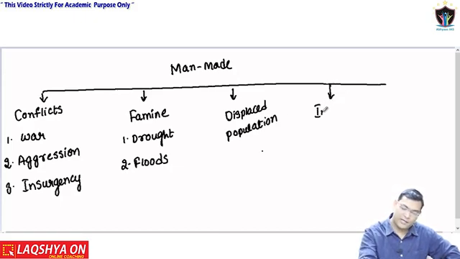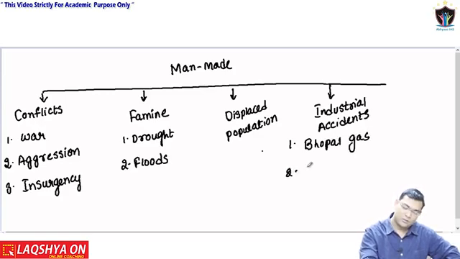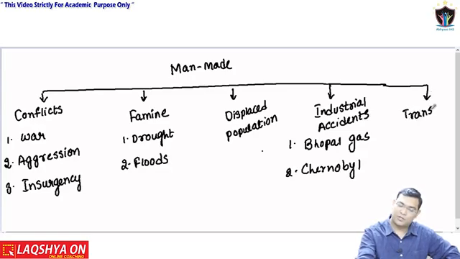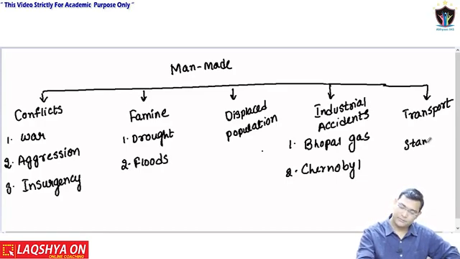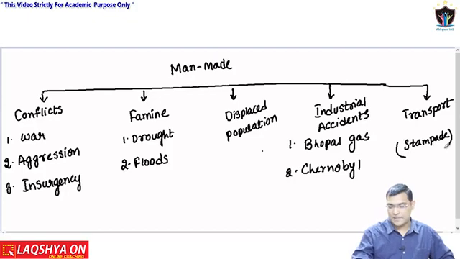Next is industrial accidents. In that, Bhopal gas tragedy, Chernobyl nuclear disasters. Next we have transport disasters. Here we can write that is your train accident, etc. and also stampede. Okay, these are man-made.